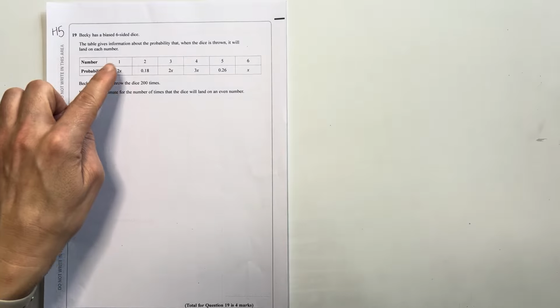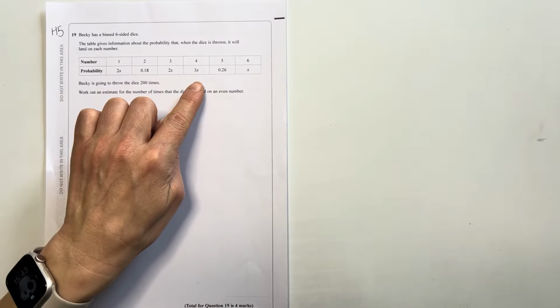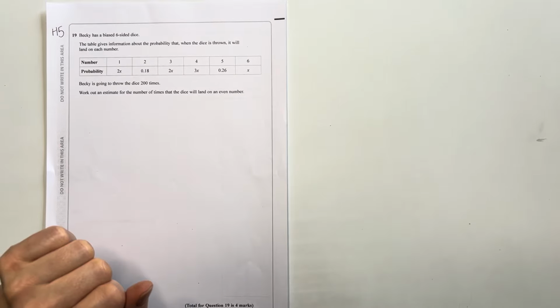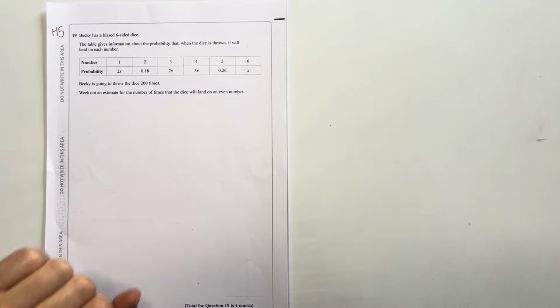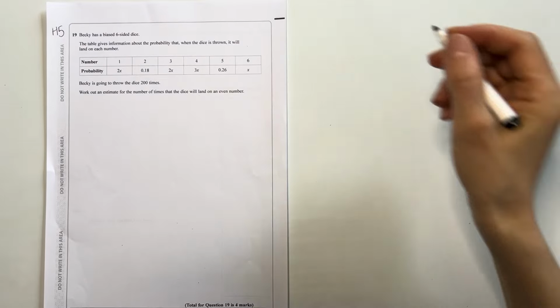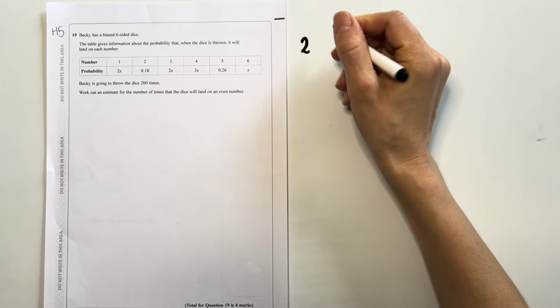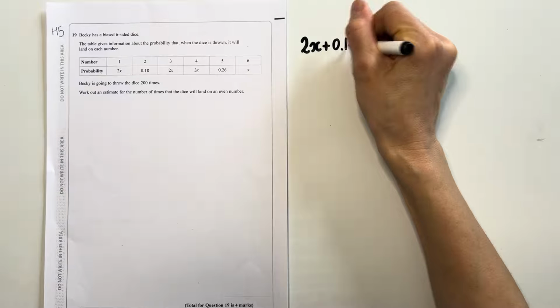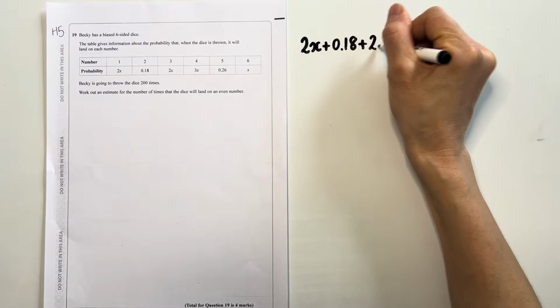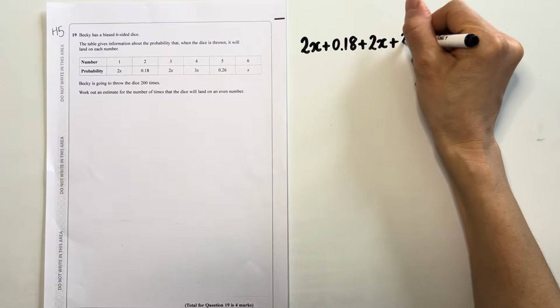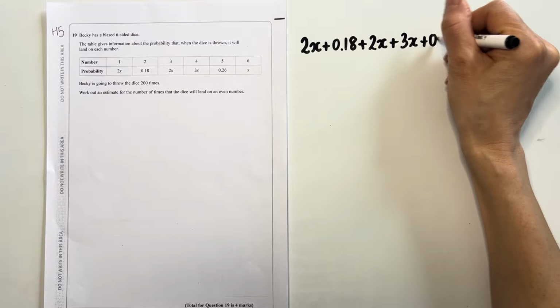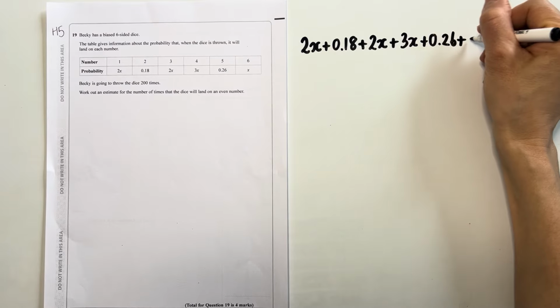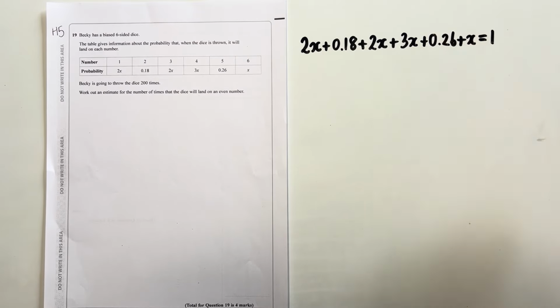So the first thing that we can see is that the probabilities are not all given. So the first thing that we want to do is add up the probabilities with the x terms and equate them to 1. So we've got 2x plus 0.18 plus another 2x plus 3x plus 0.26 plus x, and we know that when we've added them all together they'll equal 1.